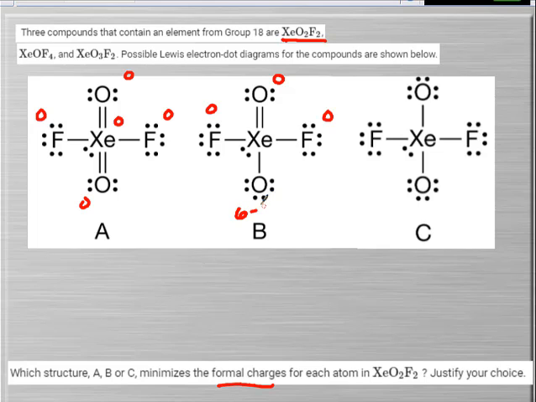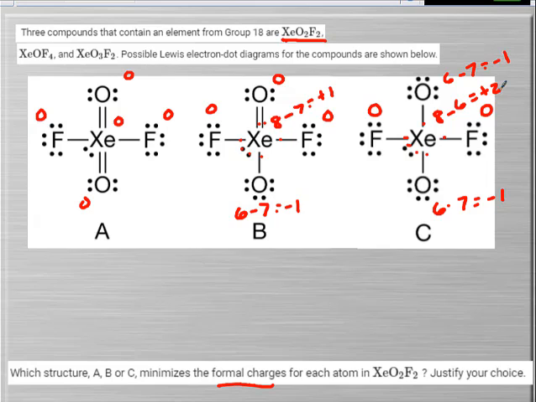This oxygen came in with 6, but it currently has 7, so that's a -1. Xenon came in with 8 minus 1, 2, 3, 4, 5, 6, 7. So that's a +1. And over here, fluorine is a 0, 0. This oxygen is 6 minus 7, so -1. 6 minus 7, so -1. And xenon is 8 minus 1, 2, 3, 4, 5, 6, so +2. So of these, A would be the best structure because its formal charges are lower.